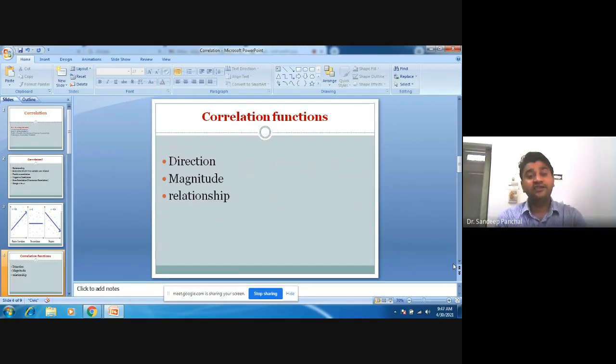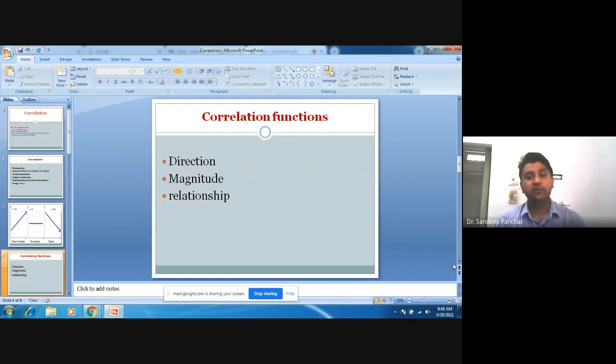So we understand the direction of the relationship first, then magnitude: how strong the relationship is, to what extent two things are related with each other. We are quantifying the relationship. So in this way we can understand the magnitude, or in other words, the extent. What is the extent of the relationship, how much?